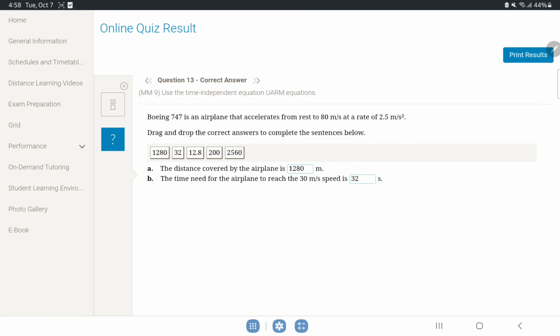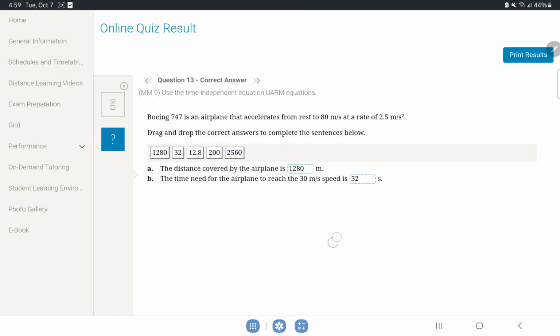we can do x is equal to 1 over 2 at squared plus v initial t plus x initial. The acceleration here is 2.5. What's the time? We don't know. And what's the v initial here? It's 0 and like this. So we can notice there's actually a missing variable here and we have a missing variable here. So we have two missing variables.